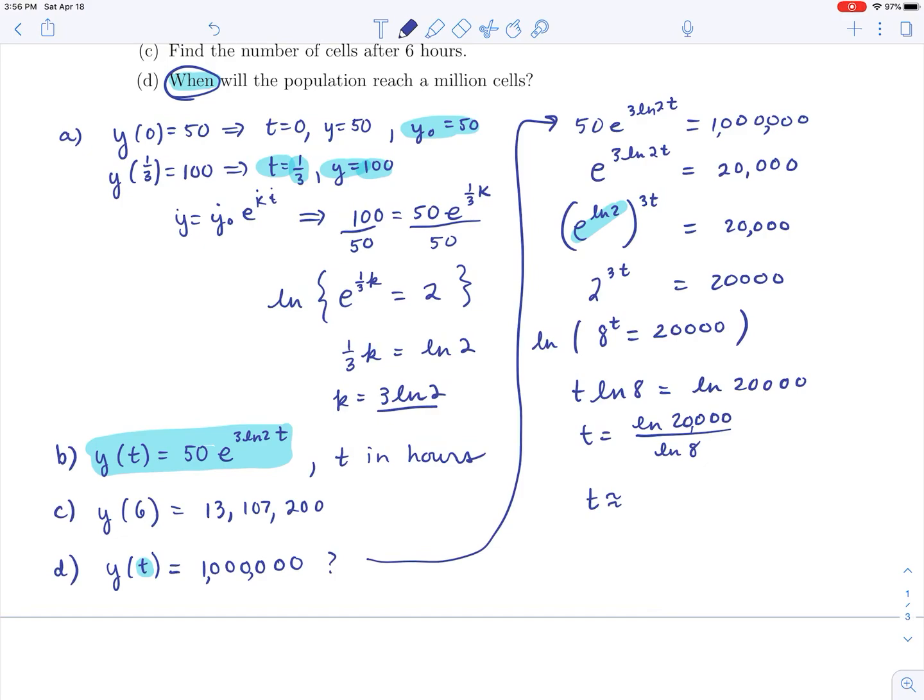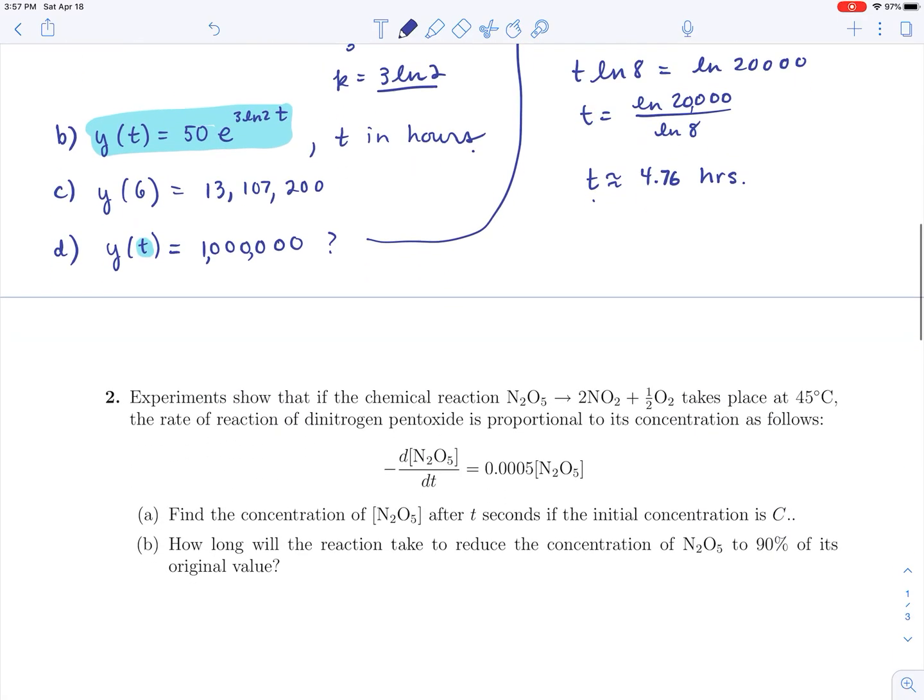So if I put that into the calculator, I'm going to do natural log 20,000, end parentheses, then divided by natural log of 8. And I got 4.76, and that's t, which is in hours. Okay.